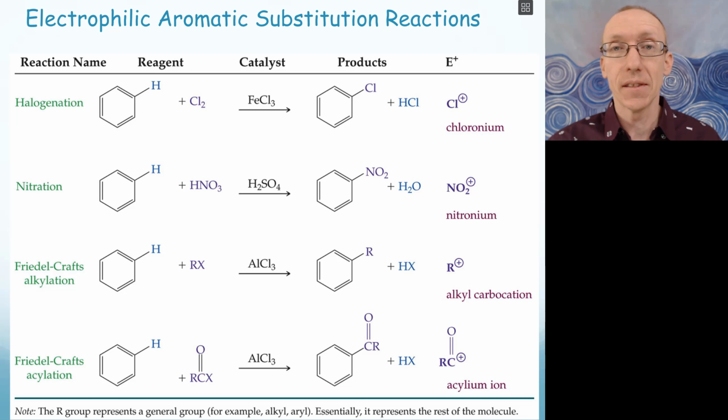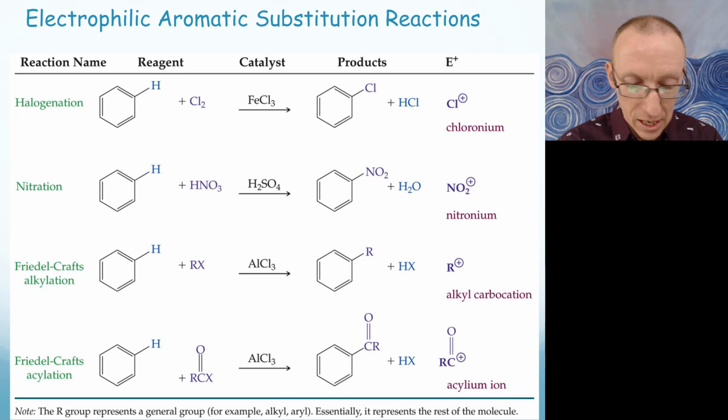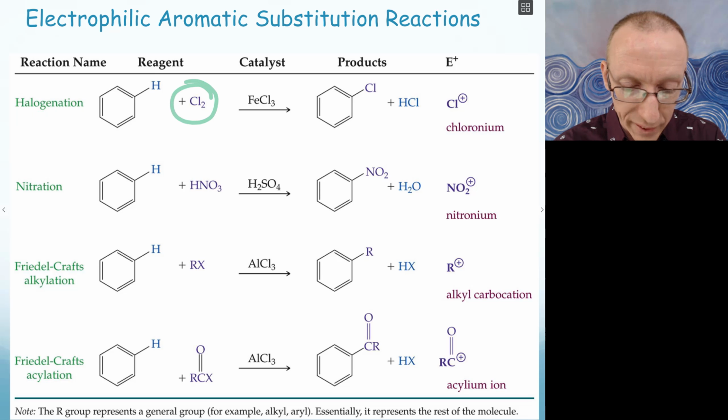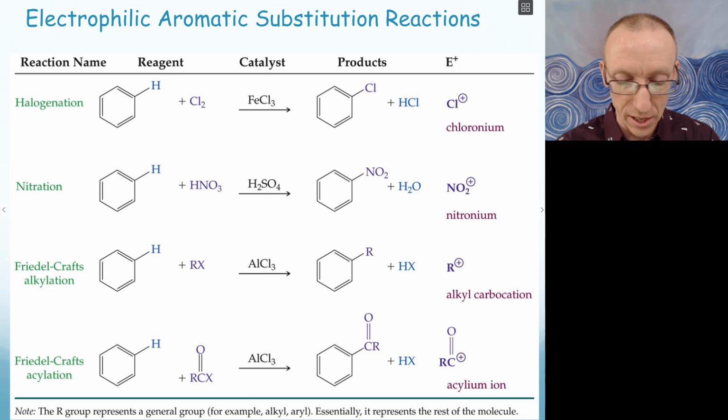Here's a table showing examples of the most common electrophilic aromatic substitutions. So we have halogenation. We can take a halogen such as chlorine or bromine and a catalyst such as an iron salt, in this case iron trichloride, and we replace a hydrogen with a chlorine atom. So we get a chlorobenzene ring, and the side product is hydrogen chloride.